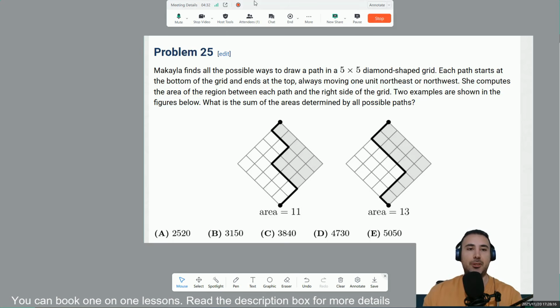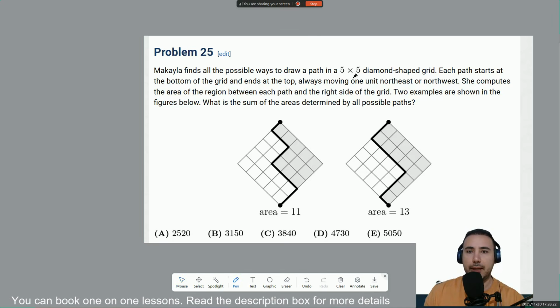Okay, so let's read the question. Michaela finds all the possible ways to draw a path on a 5x5 diamond shaped grid. Each path starts at the bottom of the grid and ends at the top, always moving 1 unit northwest. Maybe like this, or maybe like this, maybe like this, or maybe like this.